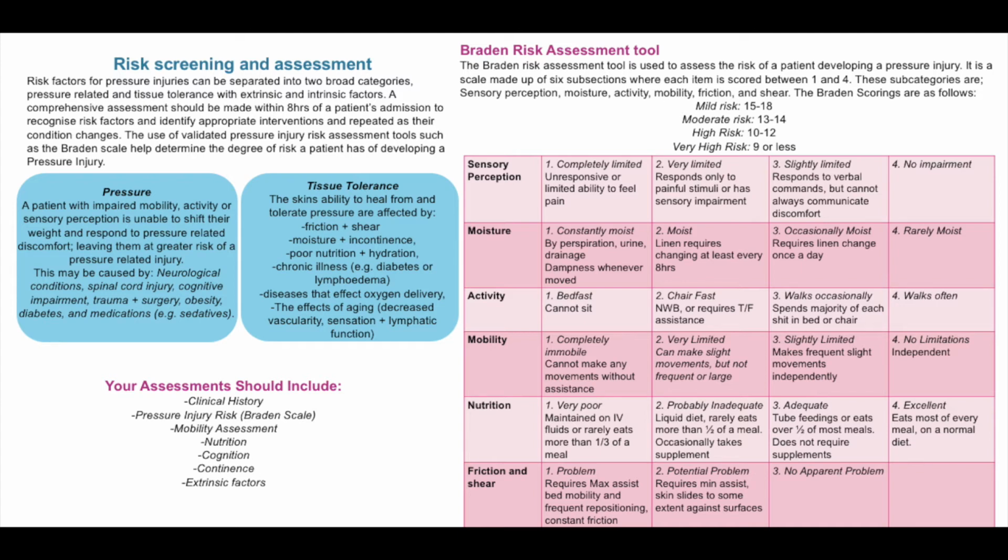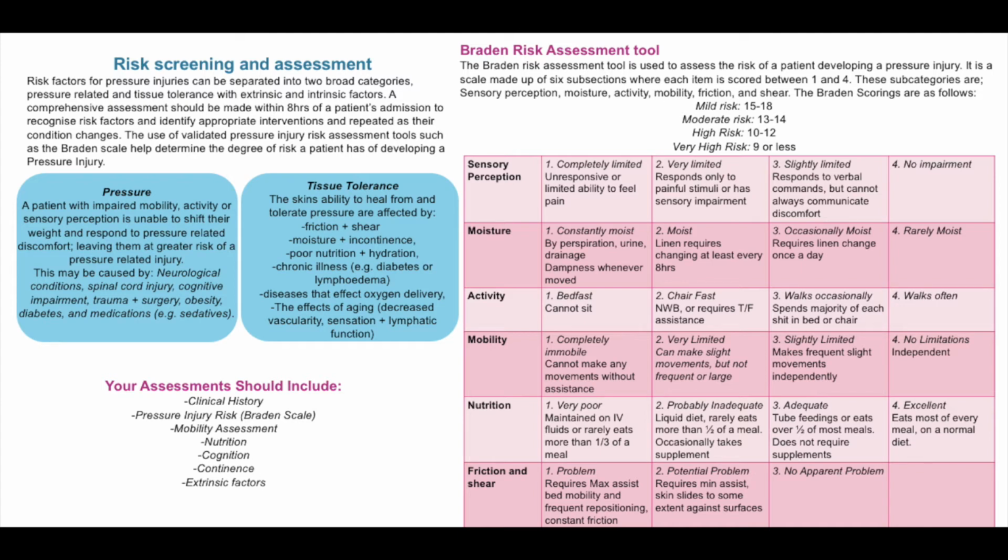So in their level of activity, a patient will score 1 if they're bedfast, so they cannot get out of bed, they cannot sit. 2, when they're chair fast, so they're non-weight bearing or require transfer assistance of any kind. They'll score 3 if they can walk occasionally, however spend the majority of their day in the bed or a chair, so they don't get up and adjust much. Or 4, when they can walk often and freely and as much as they want.